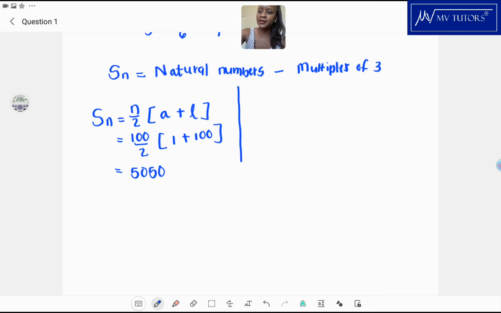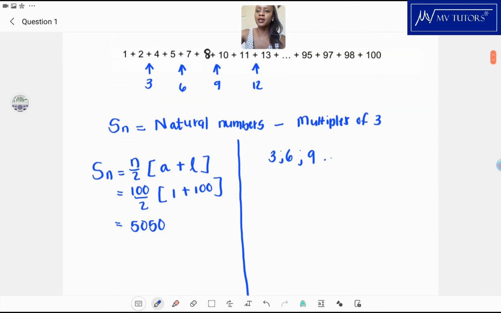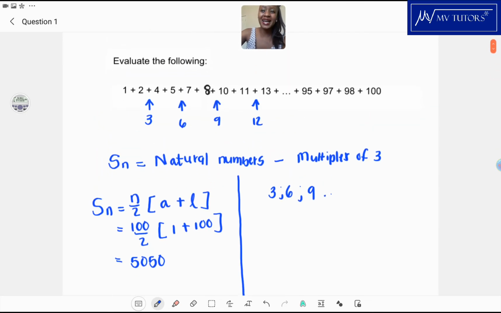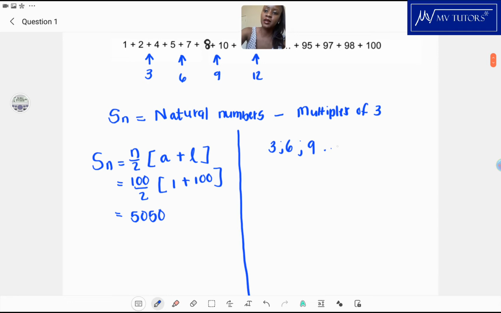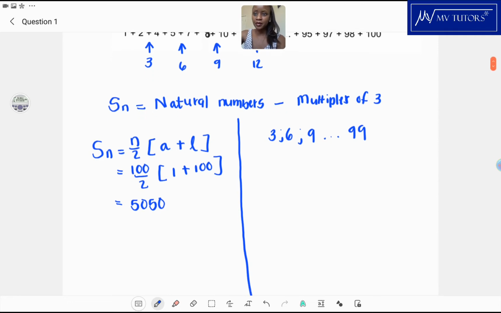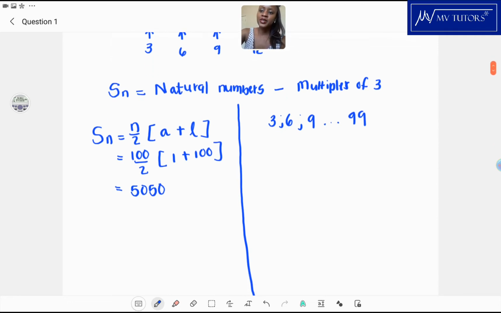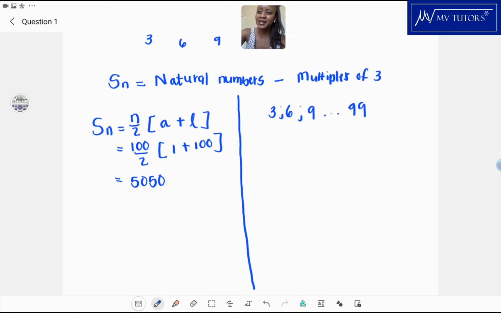Now, if I look at the sum of all the multiples of 3, I have 3, 6, 9, and so forth, and my last term would be 99. That is also a multiple of 3. To get to the next term, I need to be adding 3 all the time, so I still have an arithmetic series here. I've written it as a sequence, but you get my drift. I should be putting plus signs and not semicolons, but it's all good.